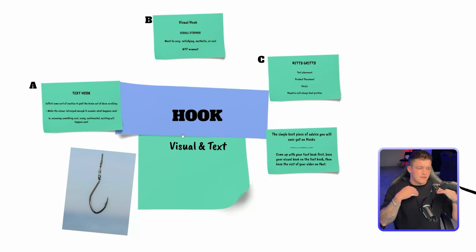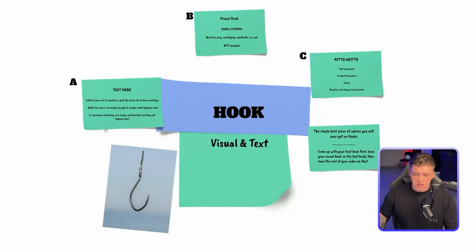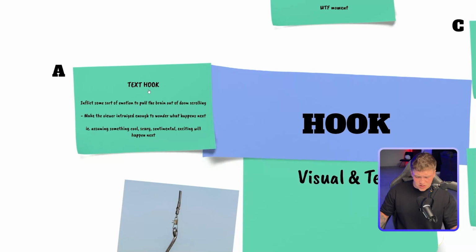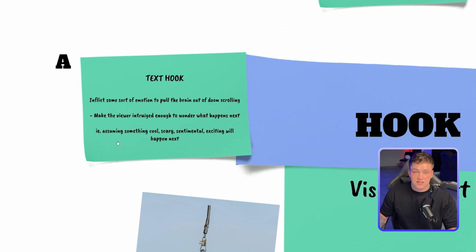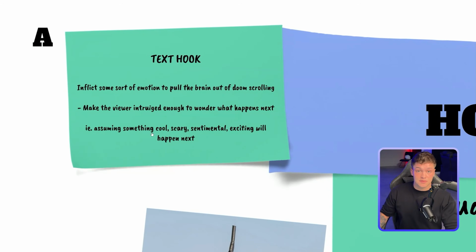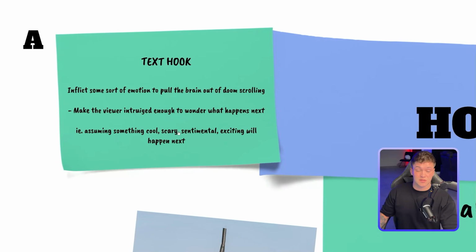Okay, so this is visually what you're seeing within the first 1 to 3 seconds, so whatever is happening on screen, and the text on screen. Let's get into a text hook. Your text hook always needs to inflict some sort of emotion to pull the brain out of doom scrolling. You wanna make the viewer intrigued enough to wonder what's gonna happen next. When they read it and see what's on screen, their brain automatically needs to be assuming something cool is coming next, or something scary, something sentimental, or something exciting is going to happen.